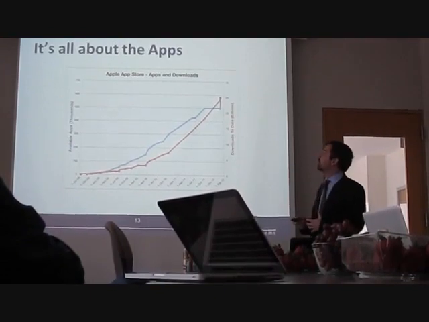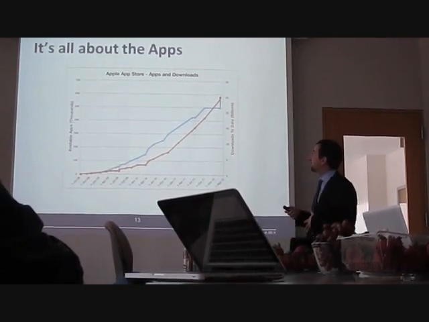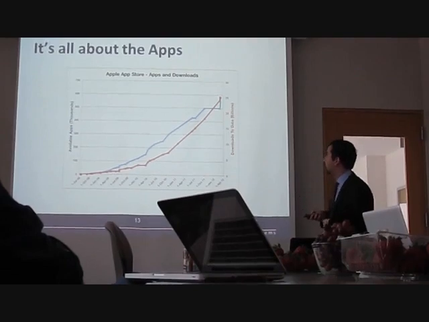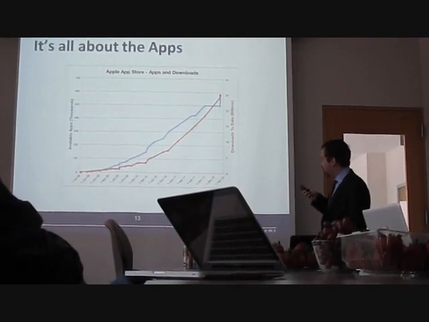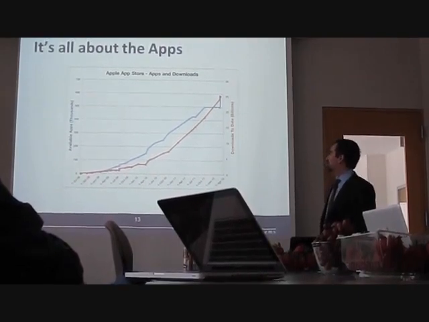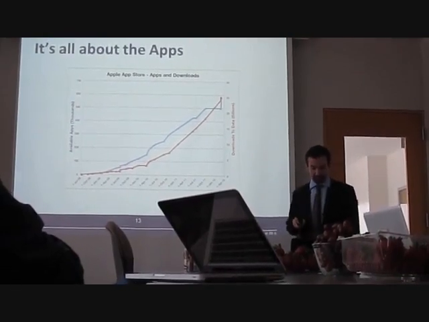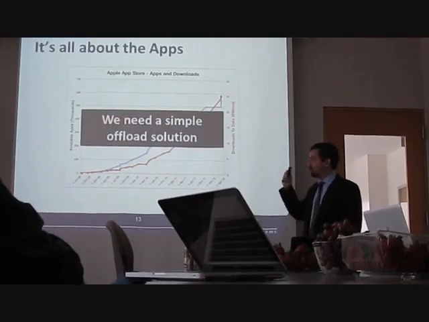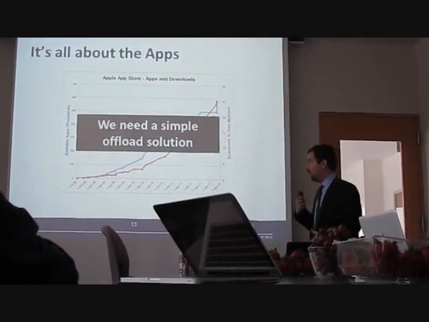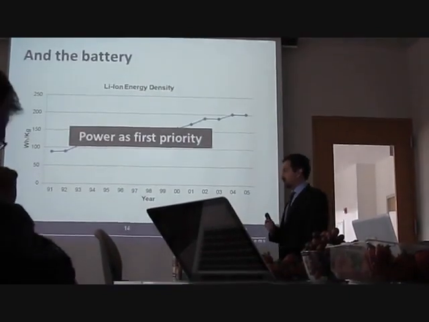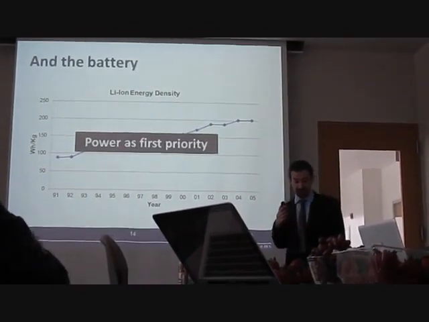Well, MAUI, it's all about the apps. Most general-purpose applications are the ones that are going to be handled by MAUI. Here we have a graph showing the number of applications in the App Store and downloads. As you can see, mobile applications have been increasing steadily over the last 4 years, and we now have hundreds of thousands of applications and billions of downloads. So it's all about applications. We need to have a simple solution for all these developers to take advantage of offload in a very simple way. And it's all about the battery as well, because as I said, power is getting exhausted very quickly, so we need to make this a priority.